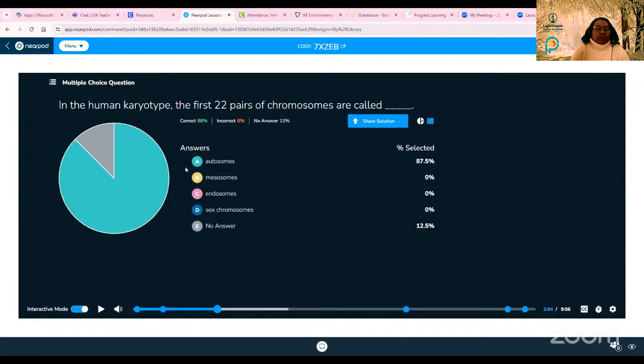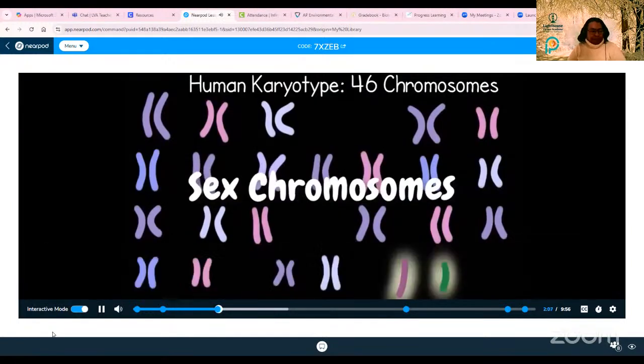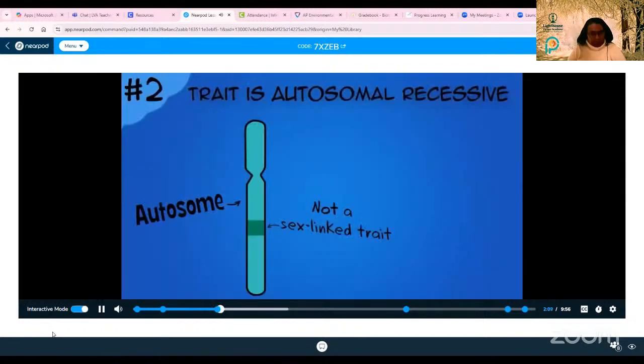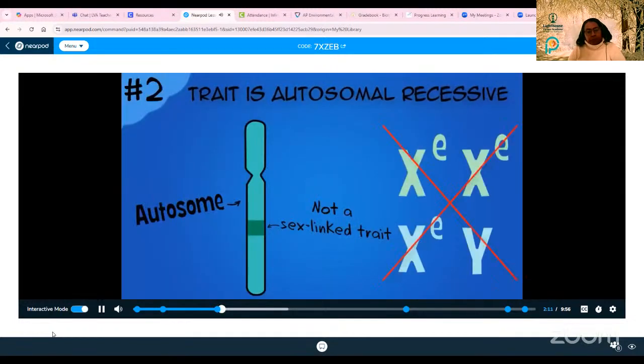All right, so the correct answer is autosomes. That's a word you need to remember. And again, that just refers to the chromosomes that have the coding for all of the characteristics that go on with the rest of your body. Okay. So this trait is not sex-linked since it is autosomal, and that means it does not need to be written as coefficients on the sex chromosomes.